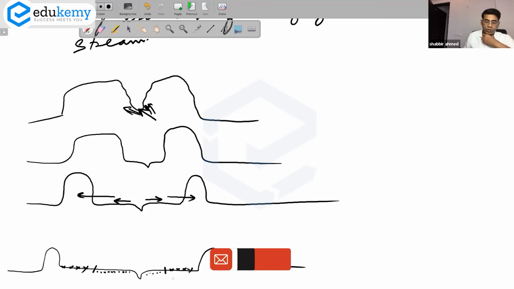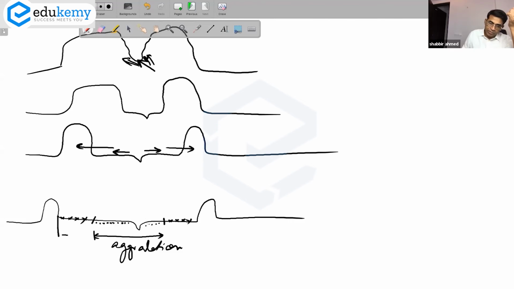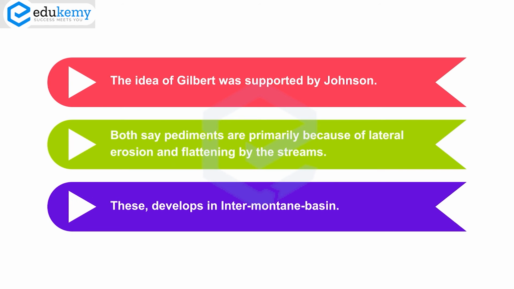There are two parts. So we have this part as the aggradation zone of the pediment, and this becomes the erosion zone of the pediment. And this idea of Gilbert was also supported by Johnson. Both say that the pediments are primarily because of lateral erosion and flattening by the streams.